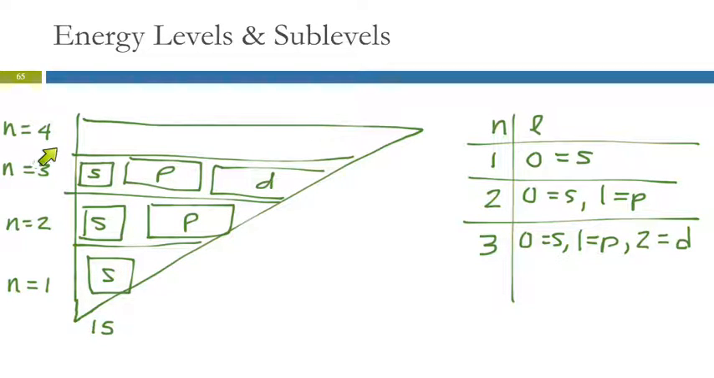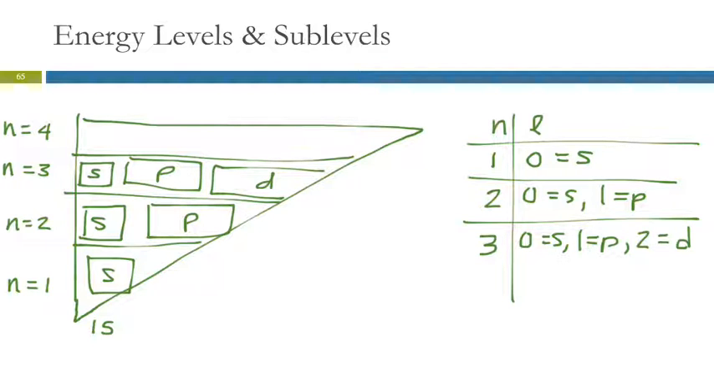How many sublevels would be on level 4? 4. Yeah. So look at this. First level, 1 sublevel. Second level, 2 sublevels. Third level, 3 sublevels. Fourth level, 4 sublevels. Guess how many on the 7th? 7. Okay? It's just the same number, right?